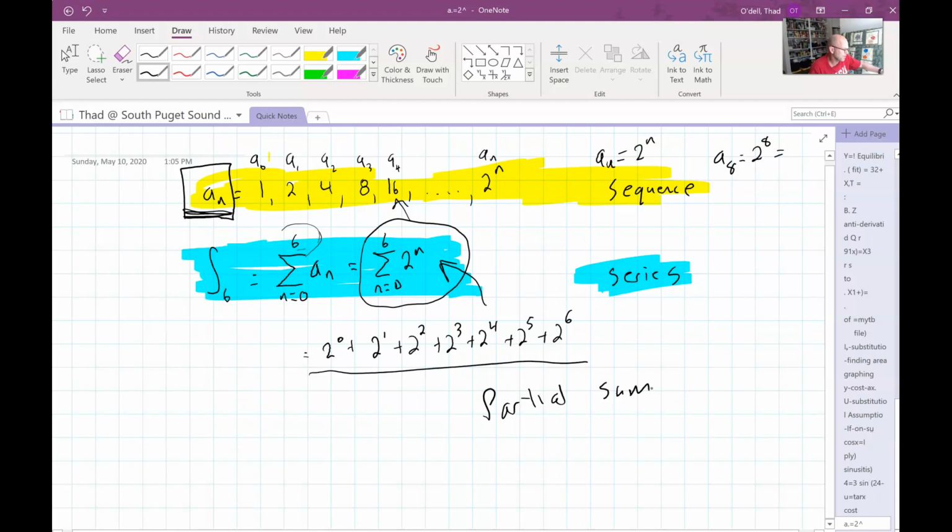Because the other option, of course, is an infinite sum. And that's really what we're going to be dealing with: infinite series. So we're going to add up an infinite number of terms of a sequence, and then we're going to ask the question, does this sum diverge or converge?